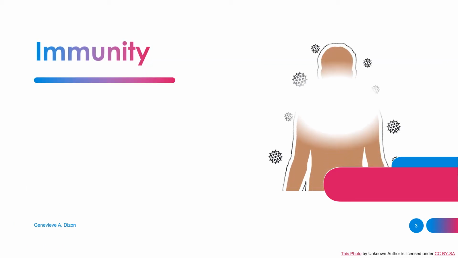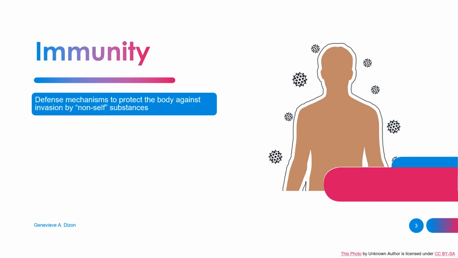Let's start with the definition of immunity. Immunity is the defense mechanism to protect the body against the invasion by non-self substances. So that means multicellular organisms like ourselves have the capability or the capacity to recognize and to tolerate everything that belongs to the self. And the opposition of this is that they can resist or remove anything that doesn't belong to the self, and we call these non-self substances because these non-self substances may cause harm to the body.